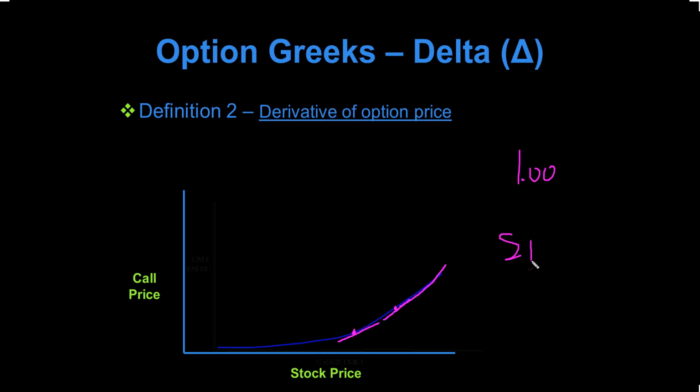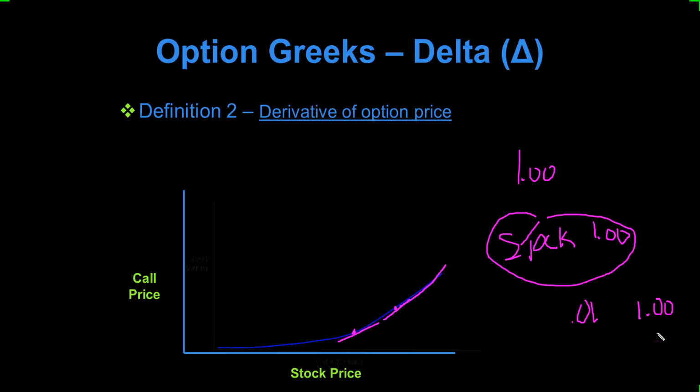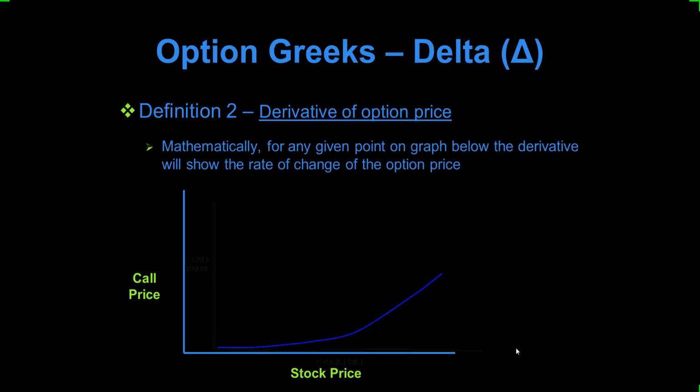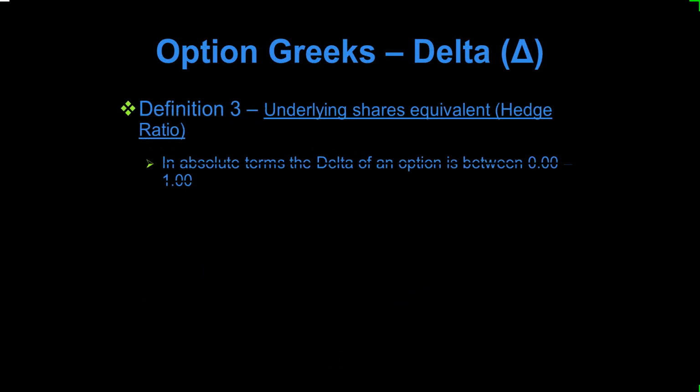And speaking of that, a stock always has a delta of 1. Stock goes up $1, you make $1. Stock goes down $1, you lose $1. So stock always carries a delta of 1. Option contracts, as we just demonstrated, can have a delta from 0.1 all the way up to 1. It can't go higher than 1. It's impossible. Cannot happen. Now, let's look at the third definition.